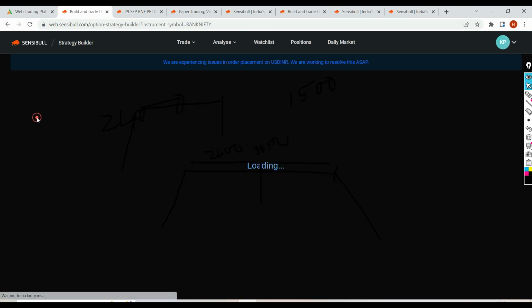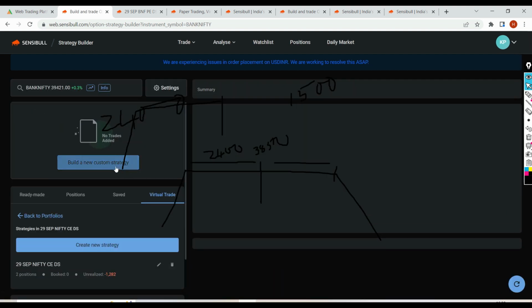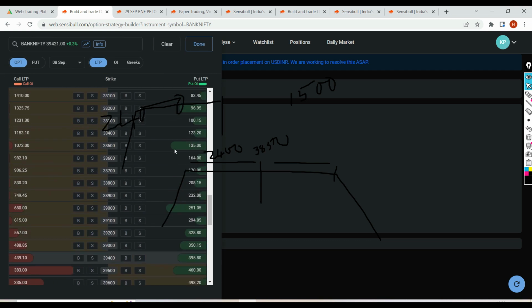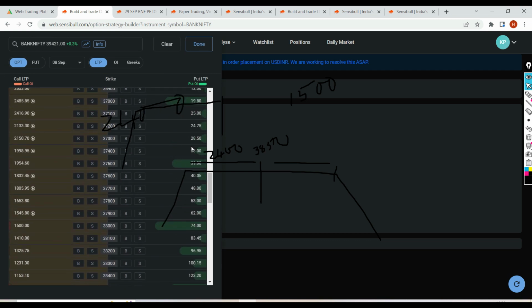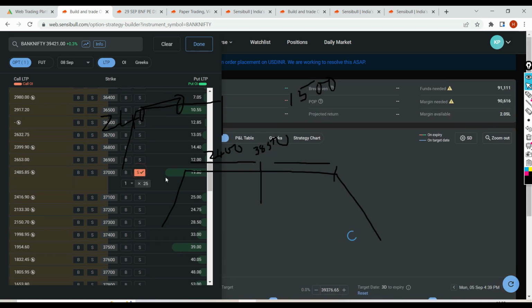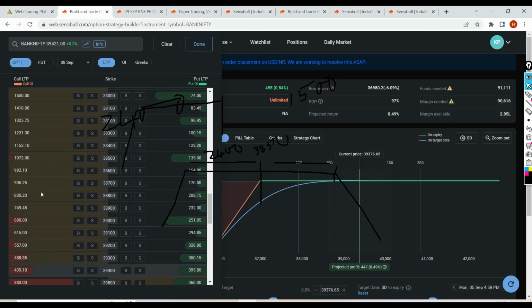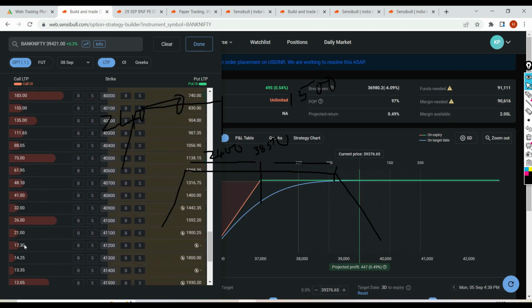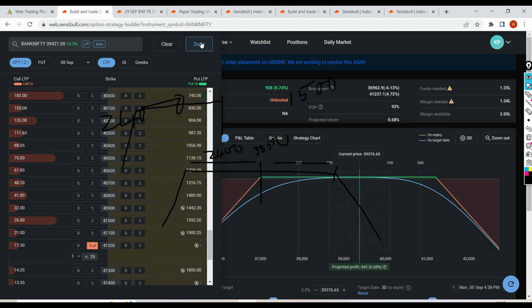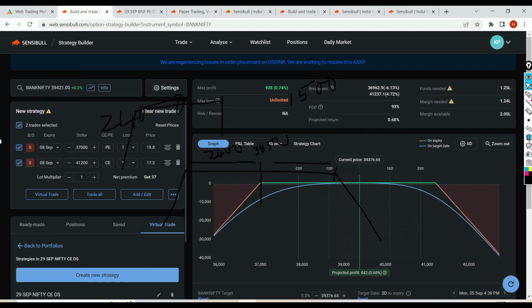So let me take you to Bank Nifty. I'll go to build a strategy, 8th September. I'll go for this premium. So let me go for 18 rupees premium. Okay, the same thing. Let me sell this. This is 18, and I'll also sell a premium of close to, let's say, 18. That's it. This is the premium.